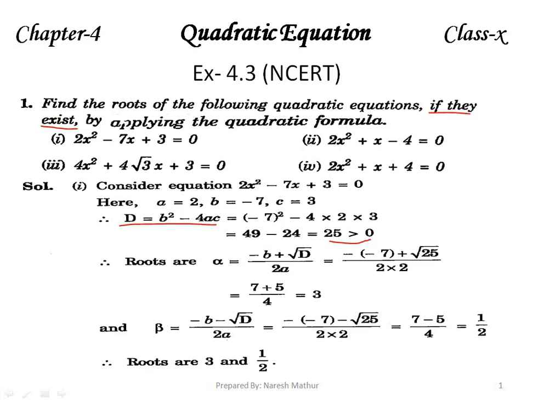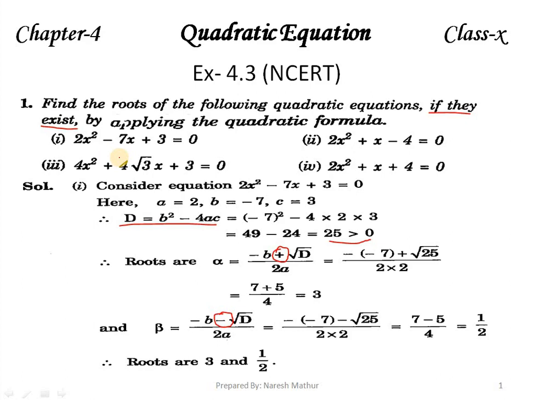Now, as we discussed, the formula is minus b plus minus root d upon 2a. So we have to consider both the symbols, positive and negative. For simplicity, I have solved both the symbols separately. You can do it in one step only, or you can solve it separately also.